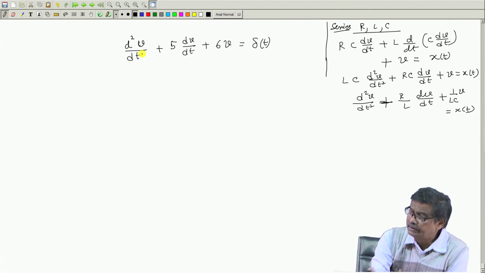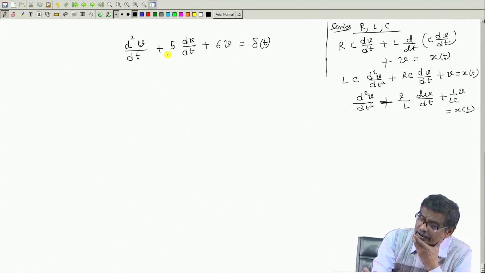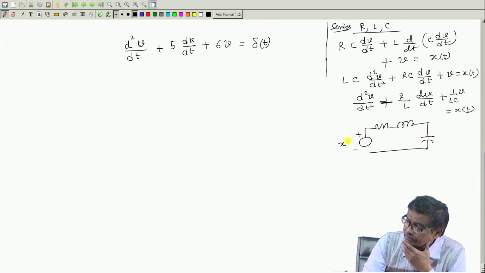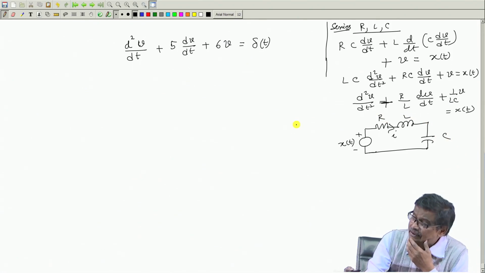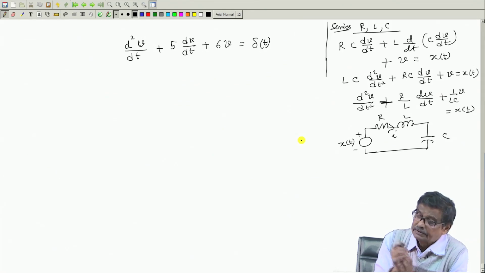So, suppose you have set the values of R, L and C such that for this circuit R by L is 5 and 1 by LC is 6. Anyway, this is the voltage across the capacitor. So, this was the circuit RLC. I want to know the voltage across the capacitor. Here is your x(t). We have done this so many times. This is R, this is L, this is C. The values are such that R by L is 5 and 1 by LC is 6, and on the right hand side you have the excitation, whatever it is. Okay.